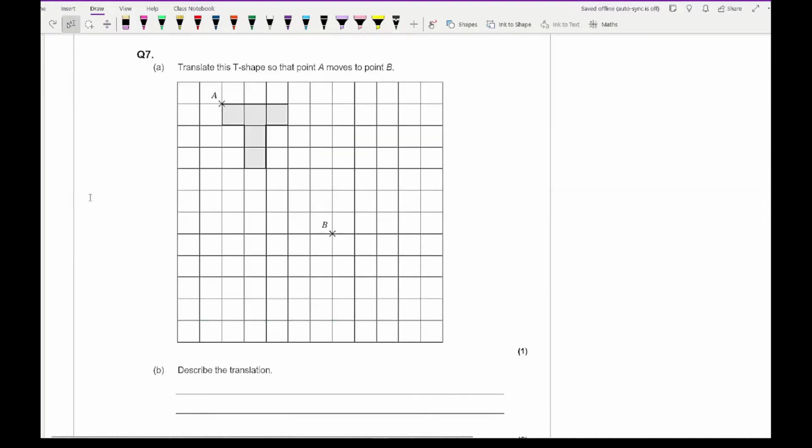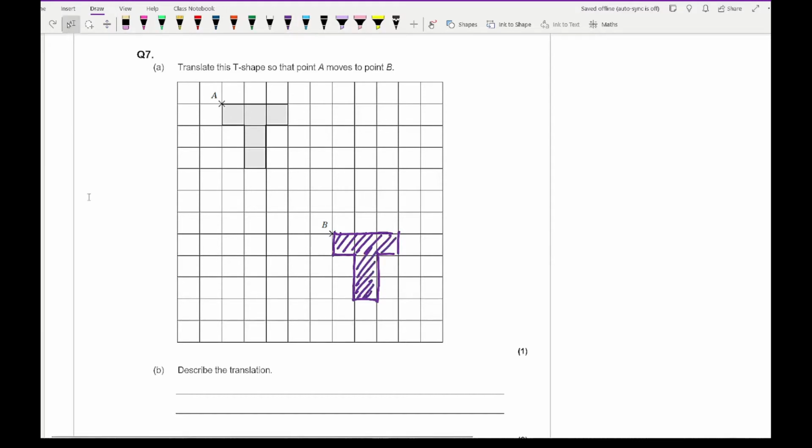Moving on to question 7, it says translate this T shape from point A to point B. So again, all I want to do here is translate that shape, and it should look something like this. And again, any diagram you draw, make sure you are using a ruler, which I know that I'm not, so you don't fall asleep.